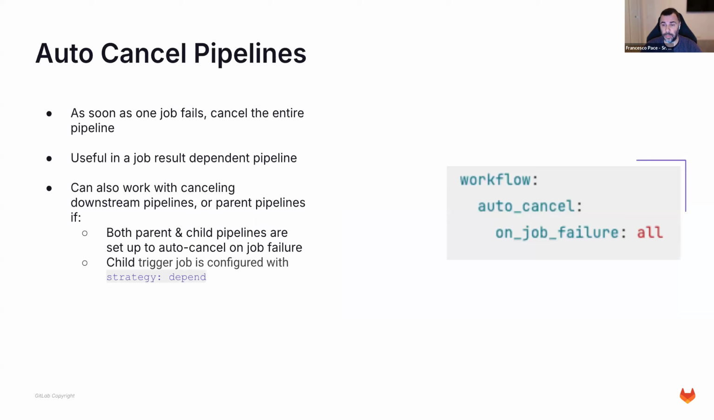You can also force an overall failure of the pipeline using the keyword auto cancel with the on job failure value set to all.